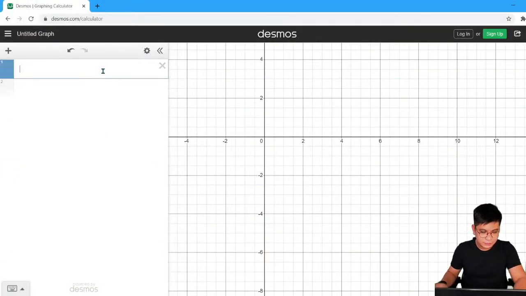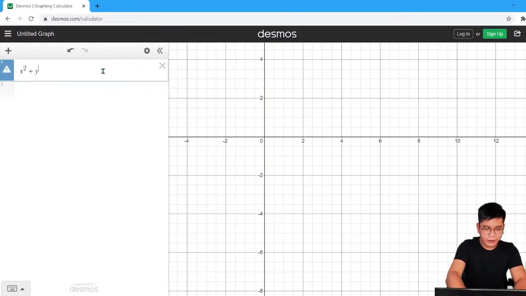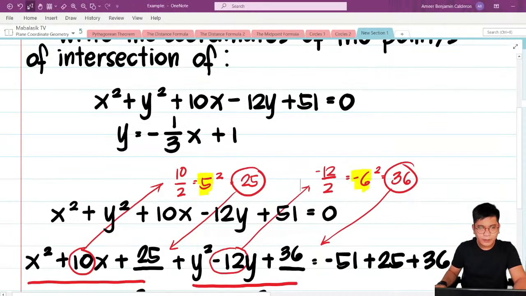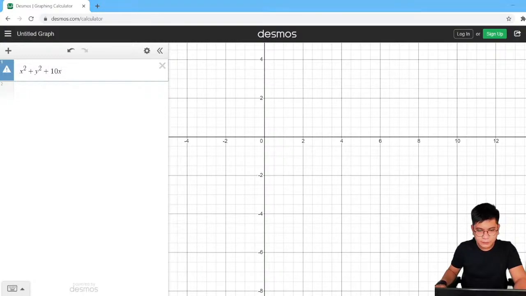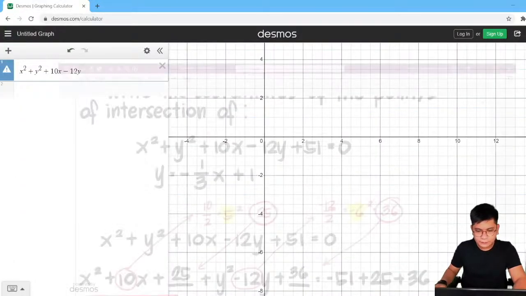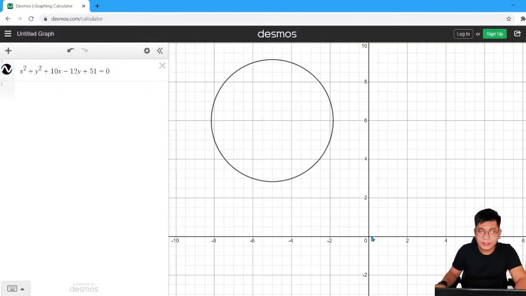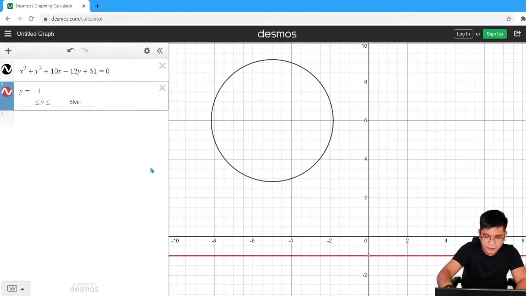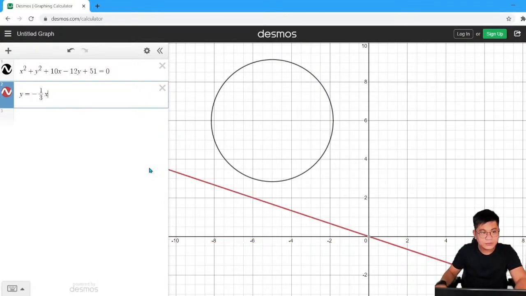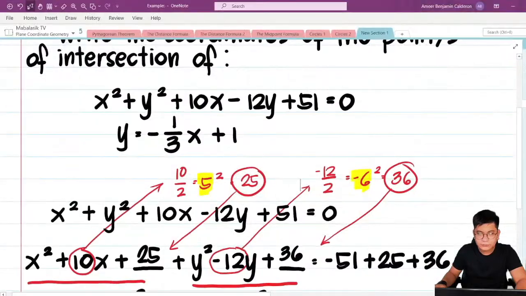We have x squared plus y squared plus 10x minus 12y plus 51 equals 0. So, andito yung circle natin. Notice that kapag gumagamit tayo ng graphing calculator, isa sa mga advantage, kahit naka-general form, kahit naka-standard form, basta input mo lang, i-graph niya yun. Okay? Our line, y equals negative 1/3 x plus 1.